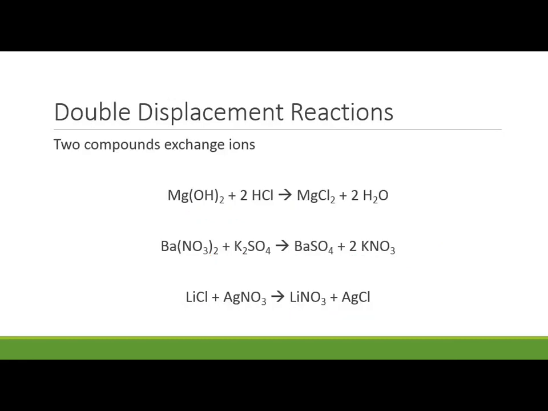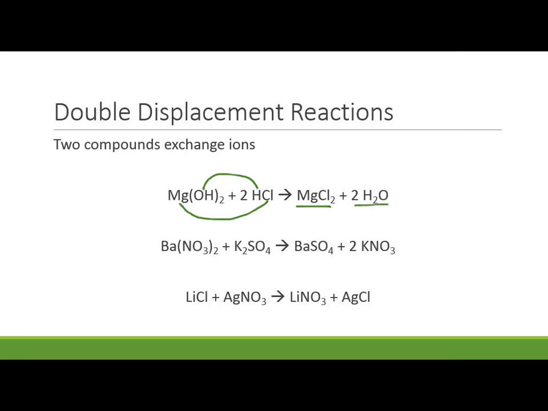Now, if you can have a single displacement or a single replacement reaction, you can also have a double displacement or double replacement reaction, in which case both compounds are actually going to kind of mix and mingle, and they're going to swap their chemical partners here. So in this first case, notice that we have magnesium hydroxide and hydrochloric acid. The magnesium is going to come in and partner with the chloride. Hydrogen is going to partner with the OH. So now we have magnesium chloride, and then H plus OH makes H2O, water.